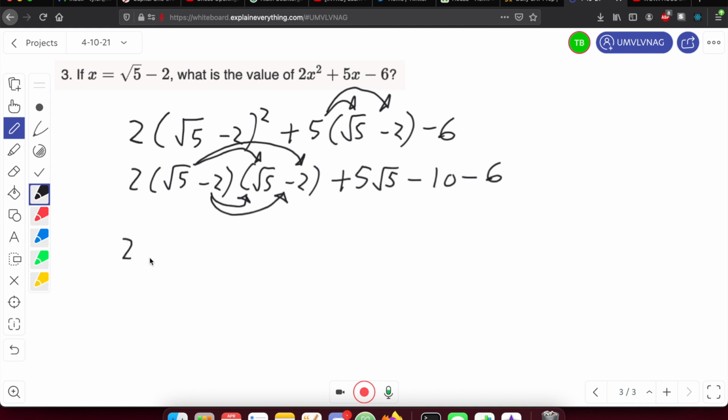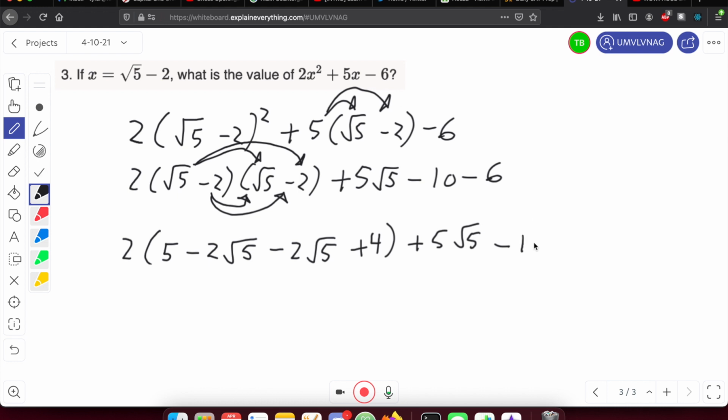This gives us 2 times the square root of 5 times the square root of 5 is 5. The square root of 5 times negative 2 is negative 2 square root of 5. The negative 2 times the square root of 5 is negative 2 square root of 5. And then minus 2 times minus 2 is plus 4. Plus 5 square root of 5 minus 10 minus 6, or negative 10 minus 6 rather, is minus 16.